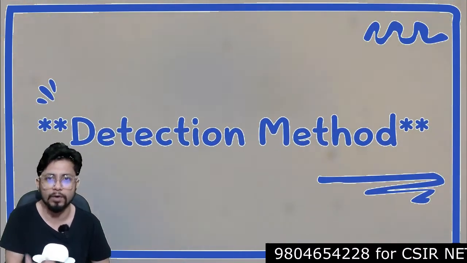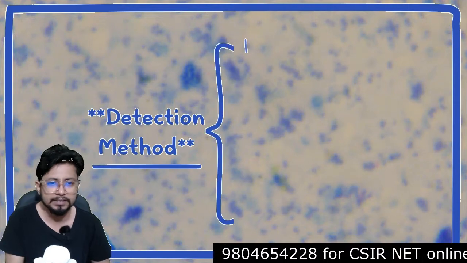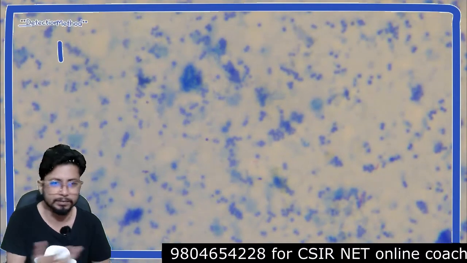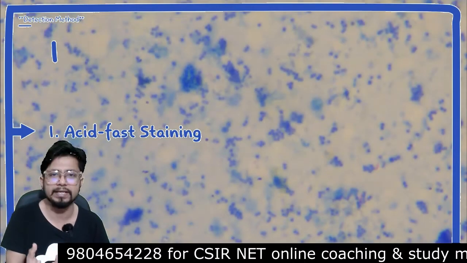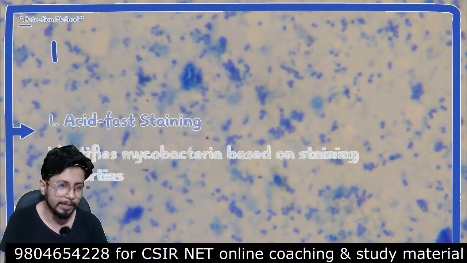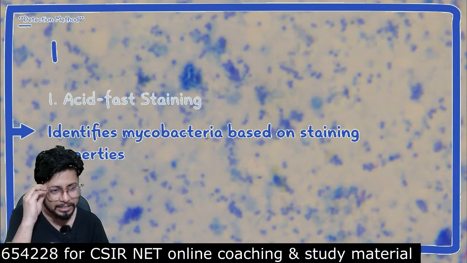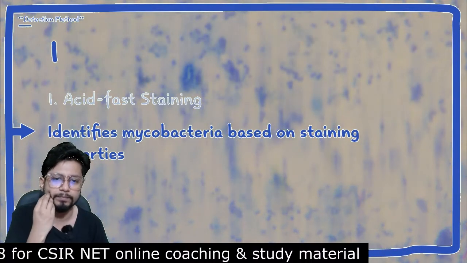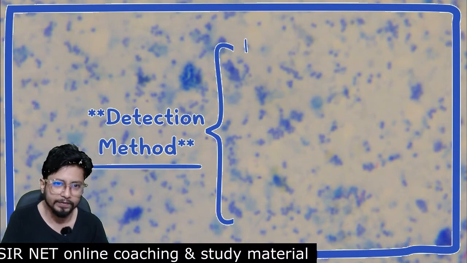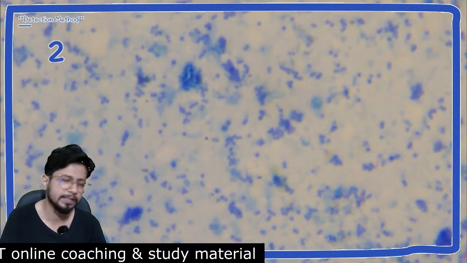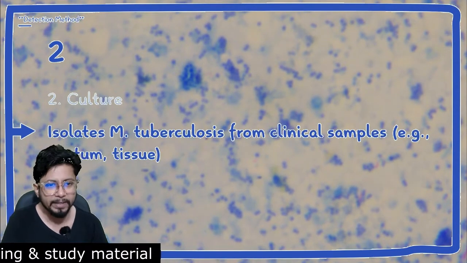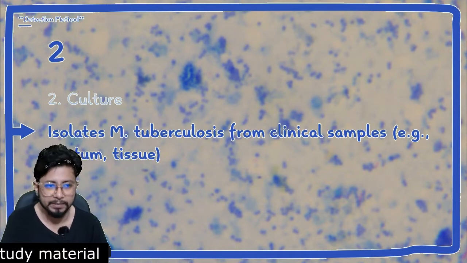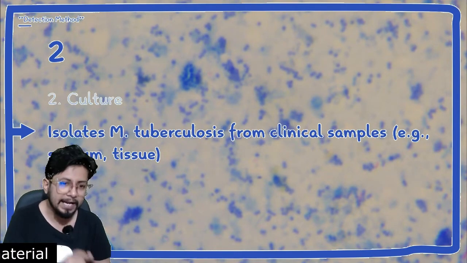Detection methods for Mycobacterium tuberculosis. What are the detection methods? There are 3 detection methods we can talk about. The first method is acid fast staining, simply looking at this bacteria under the microscope, which you can see in this image, identifying Mycobacterium based on the staining properties of its nature. The second important detection method that we have here is the culture method, to isolate Mycobacterium tuberculosis from clinical samples, that is sputum and tissues.